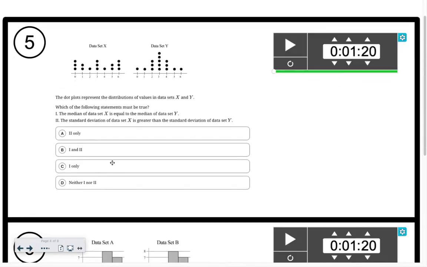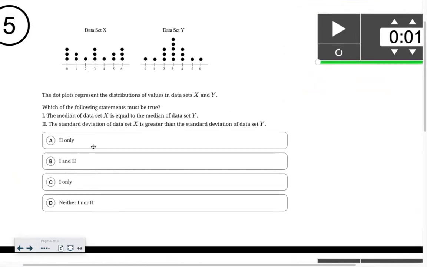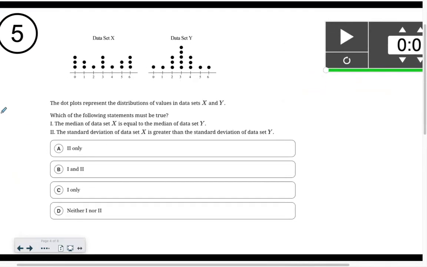All right, number five. We have data set X and data set Y, and which of the following is true? So the median. If you have symmetric data, and both of these are symmetric, they're the same on the left as they are on the right, the median will just be the middle, so the median is going to have to be three. It would also be the mean, but I don't think the mean is related to this problem. So the median is equal.